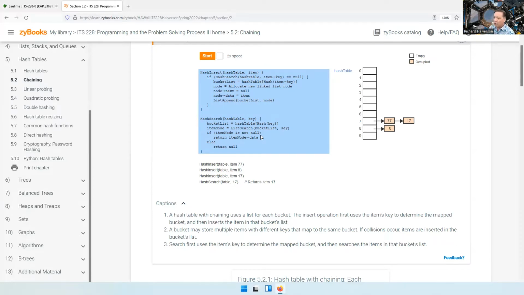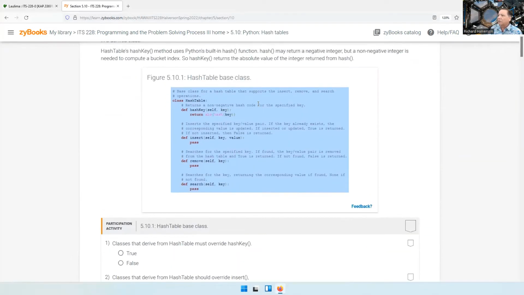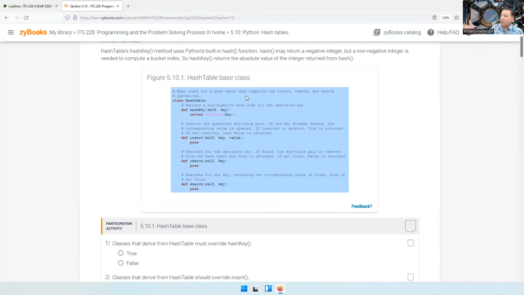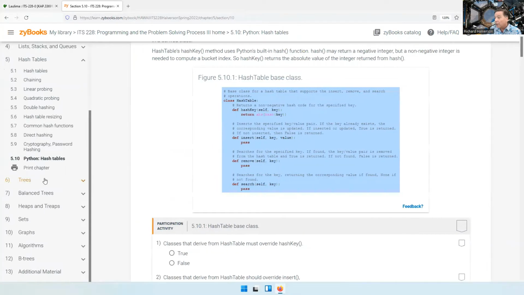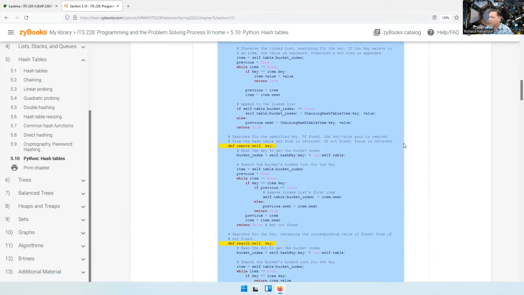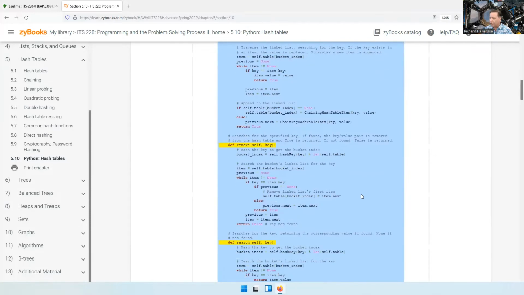And so for the next assignment, I'm going to have you implement the hash tables here. We're talking about chaining right now, but let's go to the hash tables, the Python hash tables. And here this describes the Python versions of all of the code and classes that are described in this chapter. And chaining, which is one way of handling collisions, and they all have an insert, a remove, and a search.